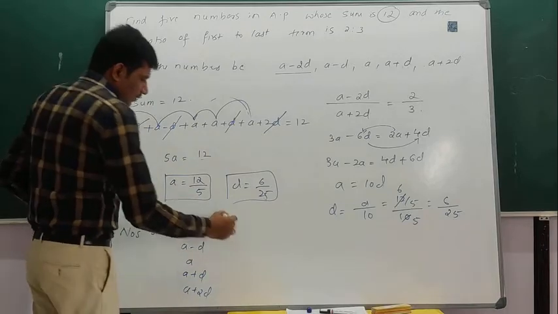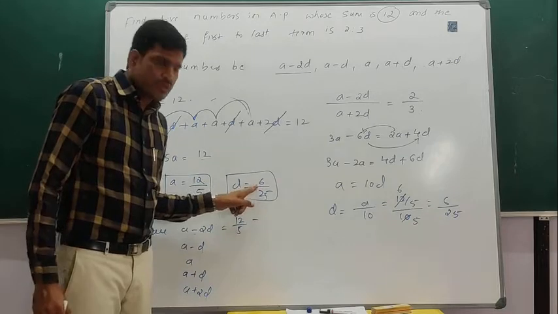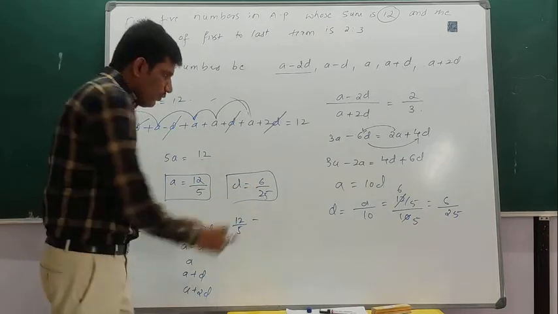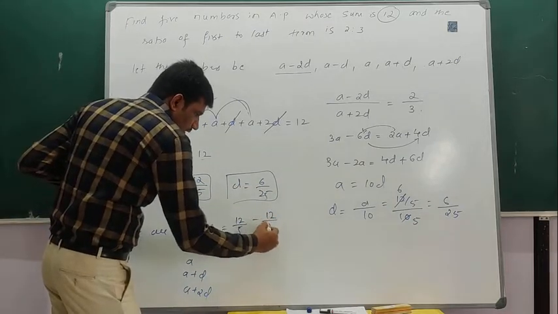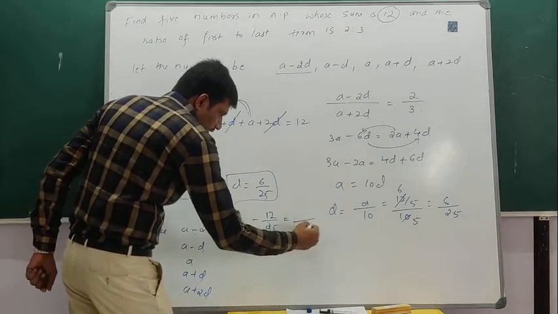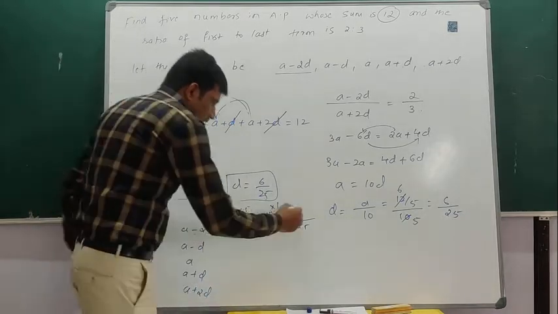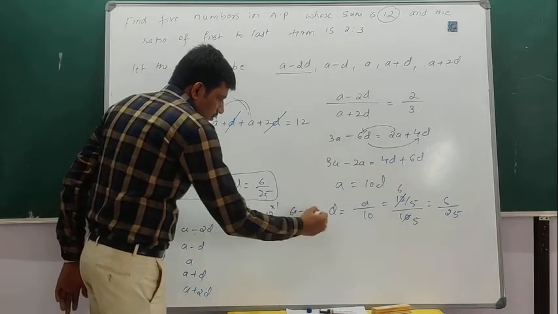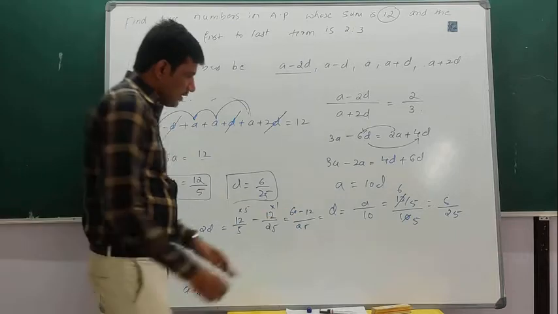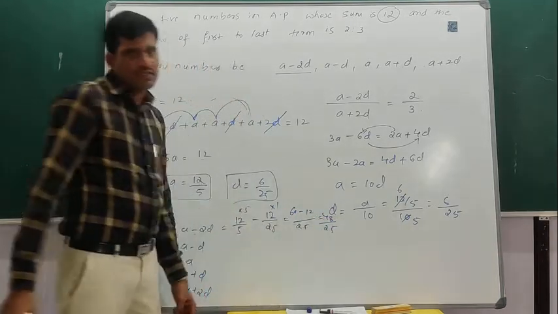So what is the value of a? It is 12 by 5. Minus 2 into d. What is the d value? 6 by 25. If you multiply 2 by 6, 2 sixes are 12 by 25. So now what is the LCM? LCM is 25. So here multiply by 5, here it is 1. So 12 fives are 60 minus 12. So what is 60 minus 12? 60 minus 12 is 48 by 25 is the first one.